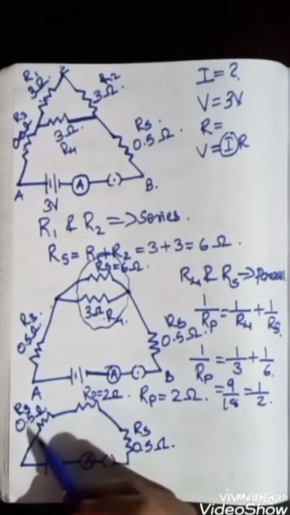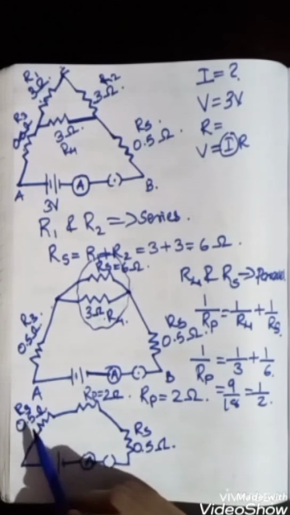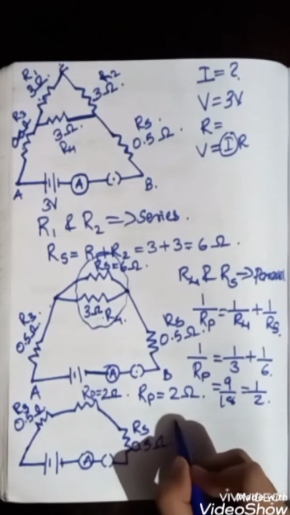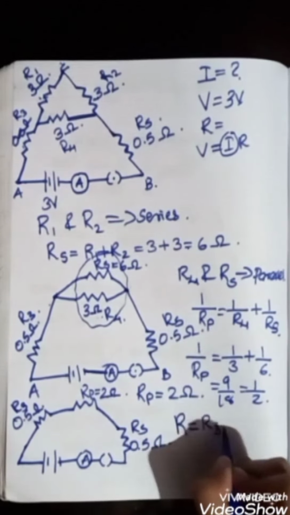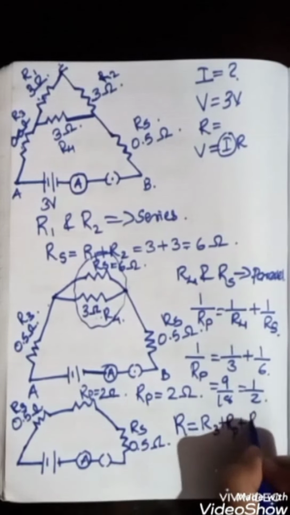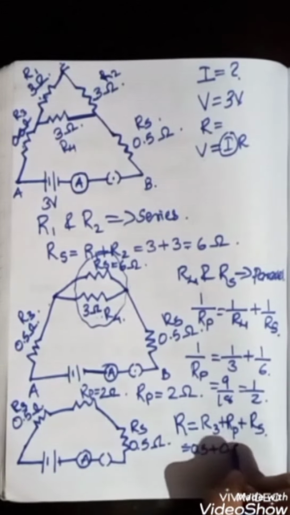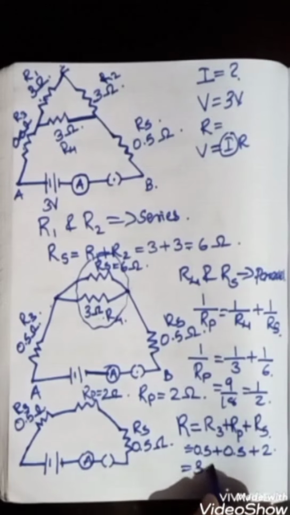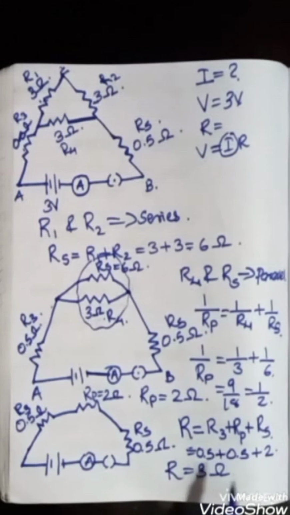In the figure itself, one end of R3 is connected with Rp and the other end of Rp is connected with R5. It is connected end to end, so R3, Rp and R5 are connected in series. Therefore, the total resistance R is equal to R3 plus Rp plus R5, that is 0.5 plus 0.5 plus 2, that is 1 plus 2, that is 3 ohm. The total effective resistance of this figure is 3 ohm.